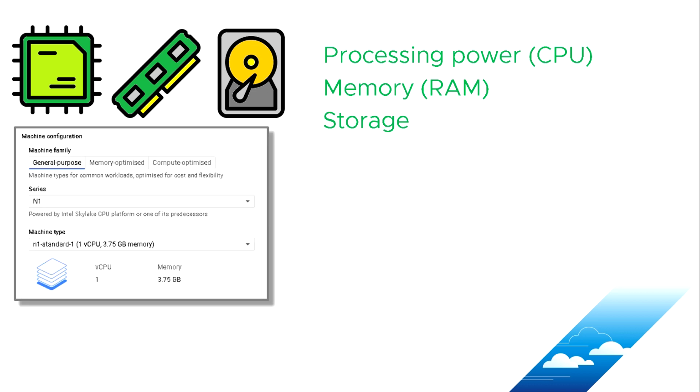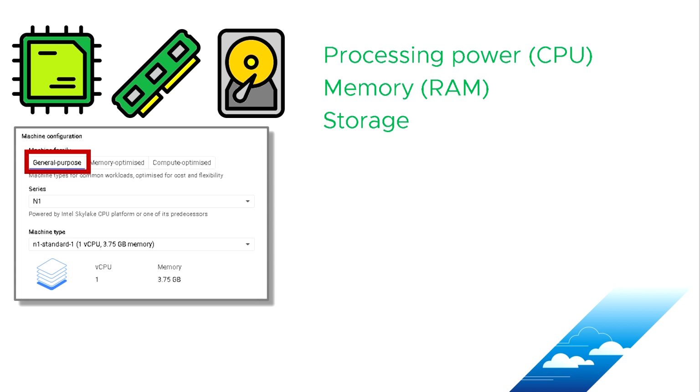And just as an example, I'm going to show you three screens. It's the same screen, I'm just using a different tab on every one of the images. So on this example, I'm using the general purpose tab. The next two screens will be the memory optimized and compute optimized.